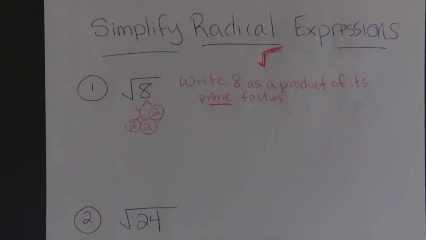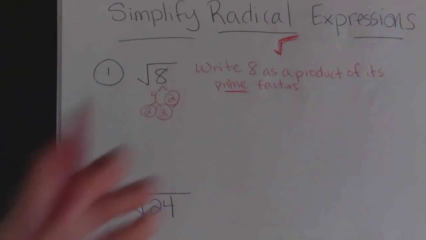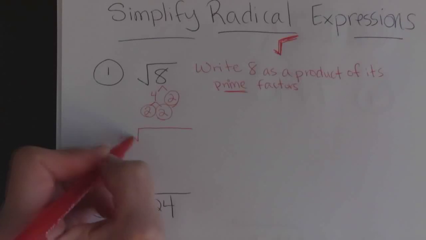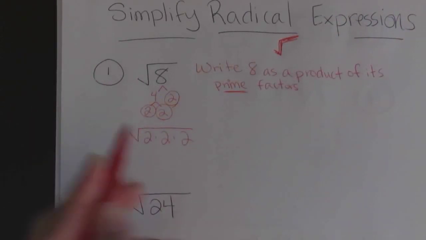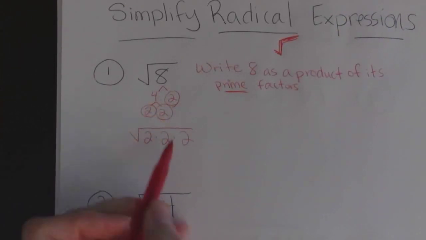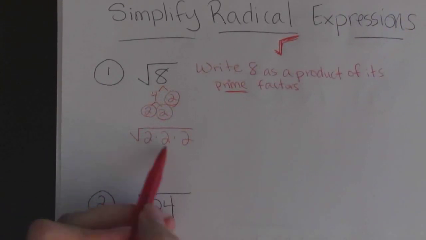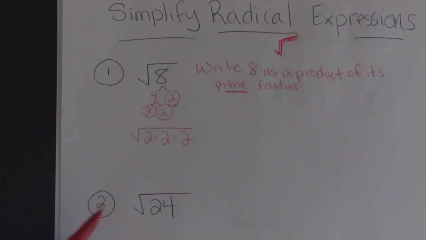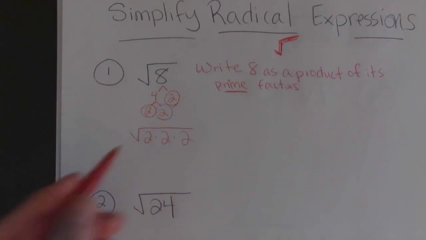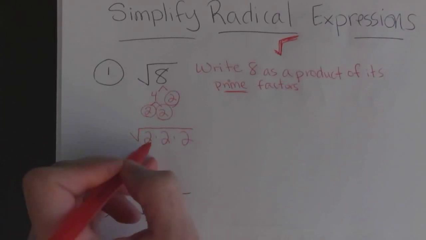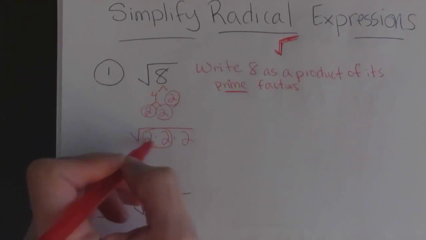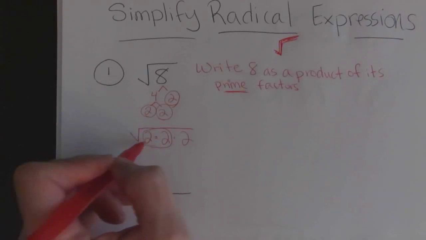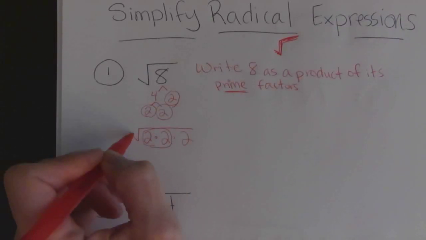So the number 8, written as a product of its prime factors, would look like this. Square root, I'm replacing the 8 with 2 times 2 times 2. These 3 circles. And I mean, you can check it. 2 times 2 is 4, and 4 times 2 is 8. There you have it. So now what do we do? Well, you find pairs. You want to find a pair of similar numbers. So we've got a pair of 2s, so I'm going to circle those. That's going to make like a perfect square. 2 times 2 is 4, right?